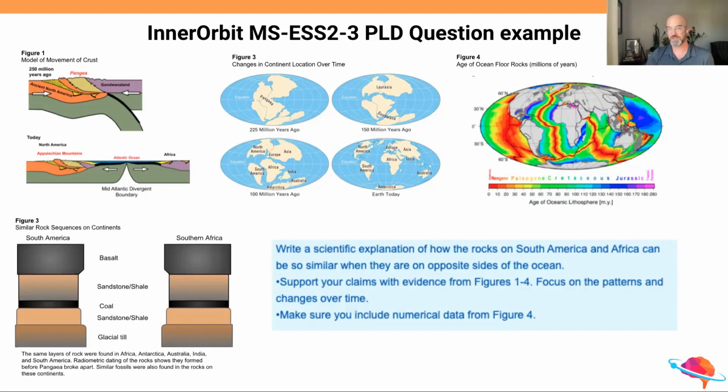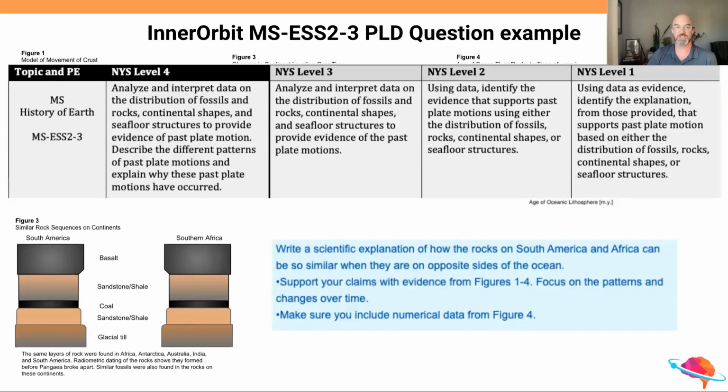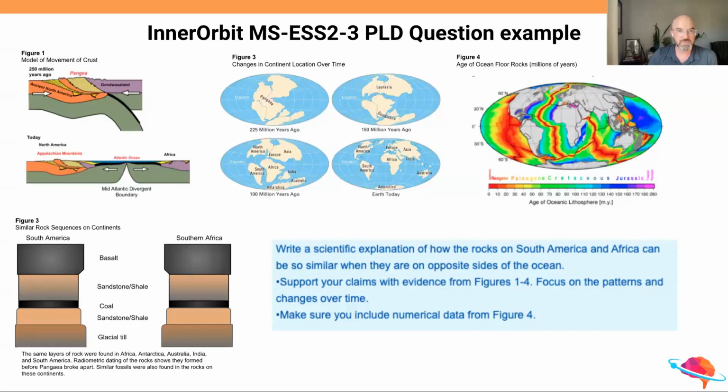And in this question, I'm just going to show you that there are these maps and there's this data in here, and then bring the PLD back again. So I want you to tell me what PLD level you think this question is. Write a scientific explanation of how the rocks in South America and Africa can be so similar when they are on opposite sides of the ocean. Support your claims with evidence from figures 1 through 4. Focus on the patterns and changes over time, and make sure you include numerical data from figure 4. That numerical data is figure 4 up here, with the age of floor rocks, millions of years.